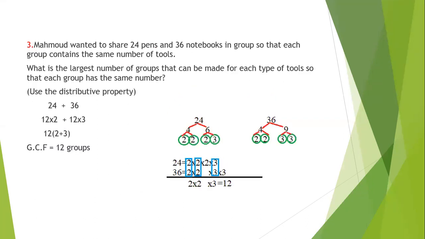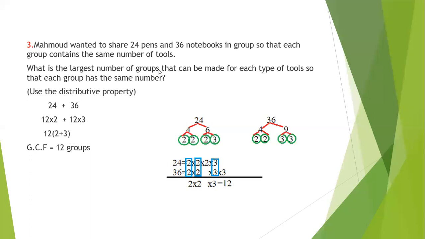Number 3. Muhammad wanted to share 24 pens and 36 notebooks in groups so that each group contains the same number of tools. What is the largest number of groups that can be made for each type of tool so that each group has the same number? We have to use all the tools. So we will use the distributive property.